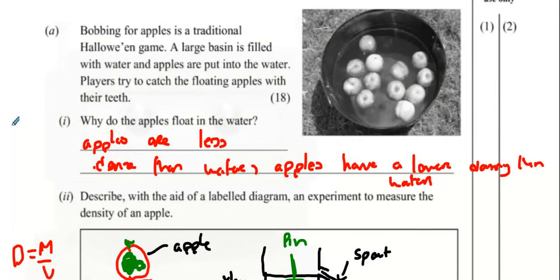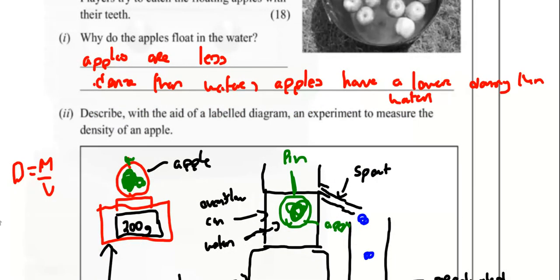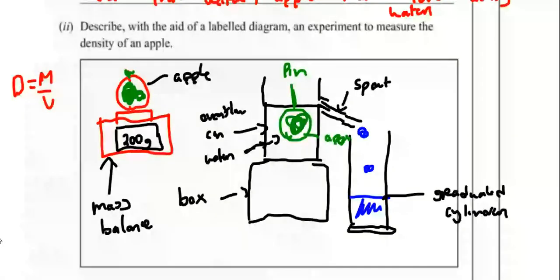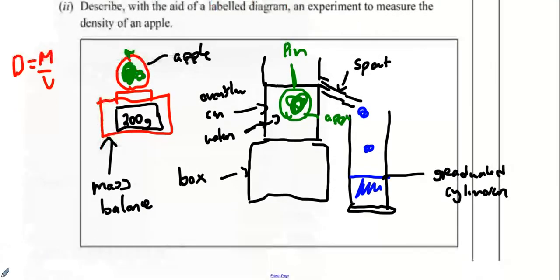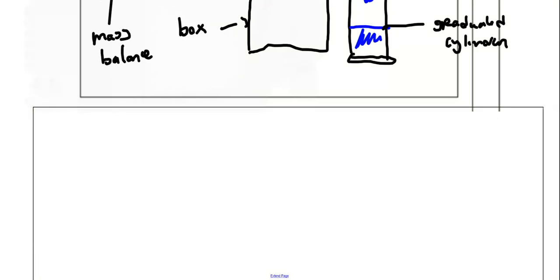I'm going to have to describe this, haven't I? So it's described with the aid, so I'm going to have to write down a bit of wording on what to do with this. Okay, so just give me a second. We're going to describe it. I'm going to type out this answer as well.